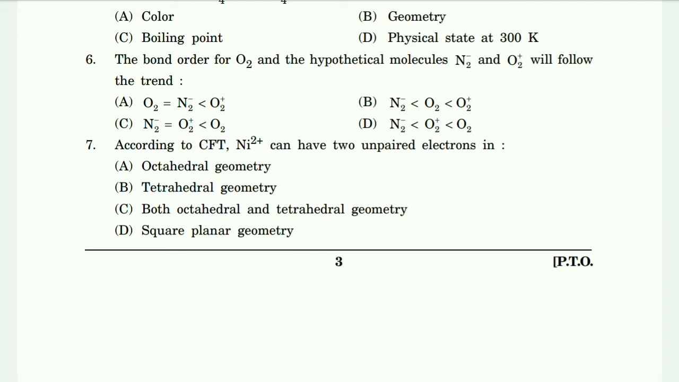So 1 2 filled electrons, that is 1 2 3, then in eg 4 5 6 7 8, that is 2 unpaired electrons present in the octahedral geometry. Also fill the electrons in tetrahedral geometry, that is the e set of orbitals having the lower energy and the t2 set of orbitals having the higher energy. So again 2 unpaired electrons present in tetrahedral geometry. So option C is correct, that is both octahedral and tetrahedral geometry have 2 unpaired electrons.